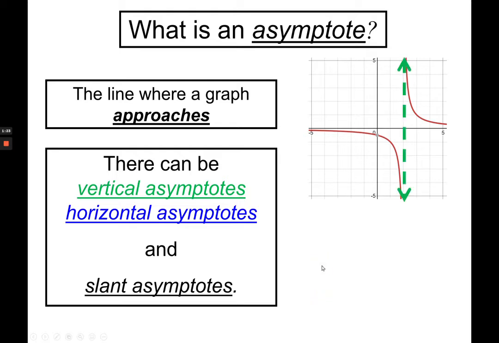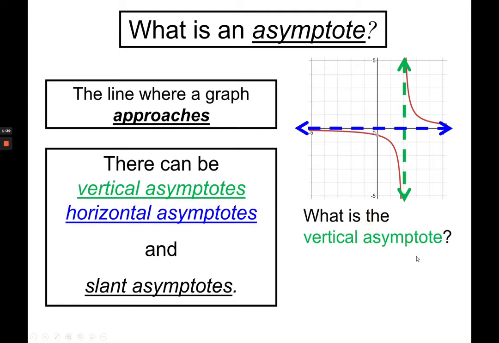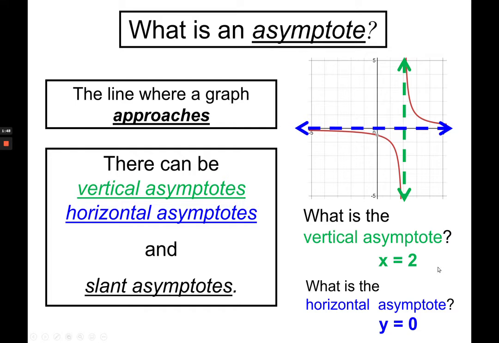Given a graph, your vertical asymptote should be here, wherein the graph tends to approach it, and your horizontal asymptote should be located here. If we're going to look for the location, the vertical asymptote is located at x equal to 2. The horizontal asymptote is located at y equal to 0 because it intersects at 0 of the y-axis.